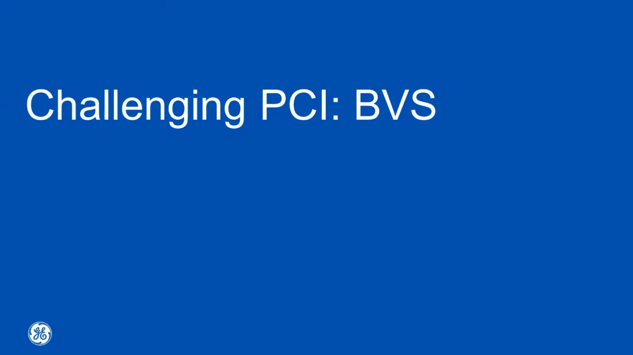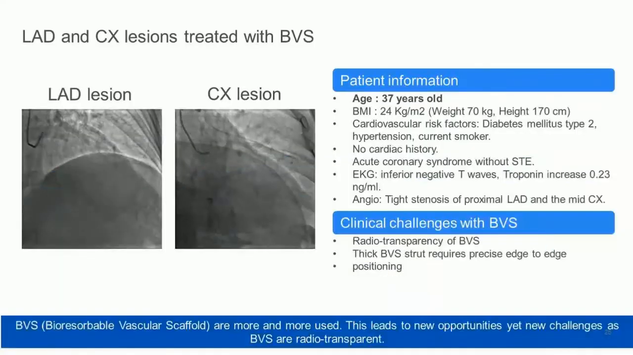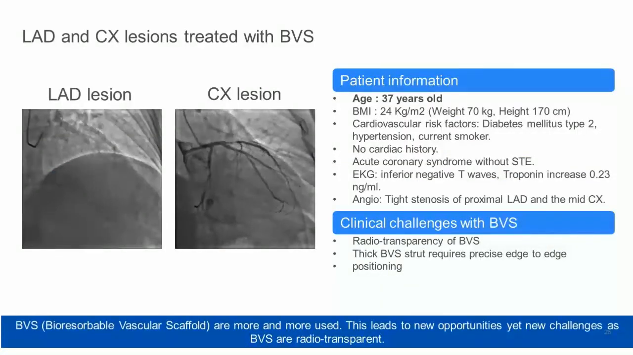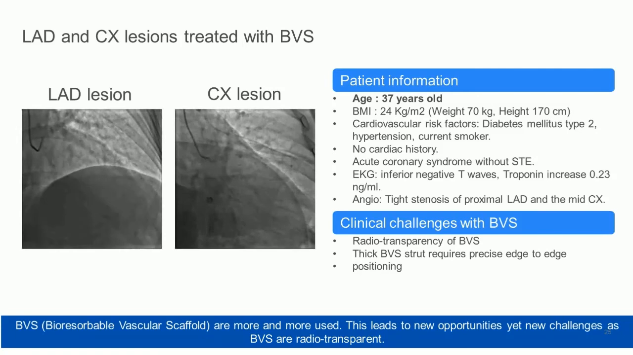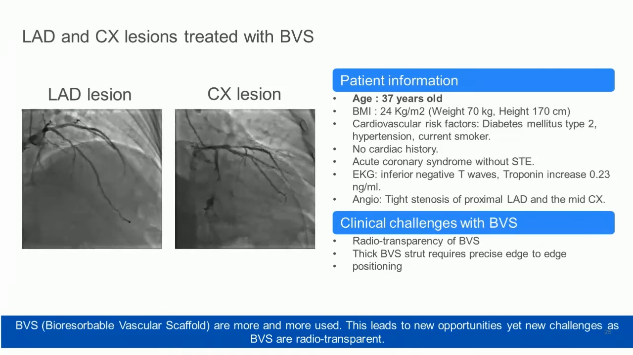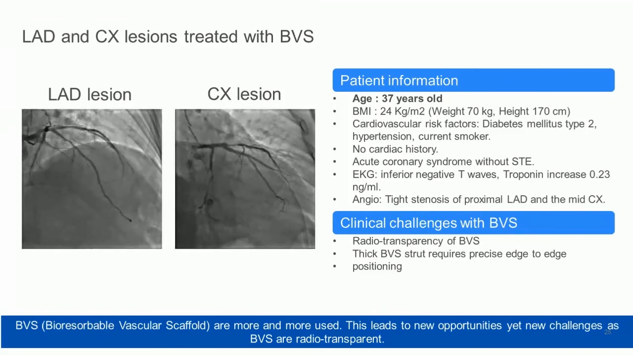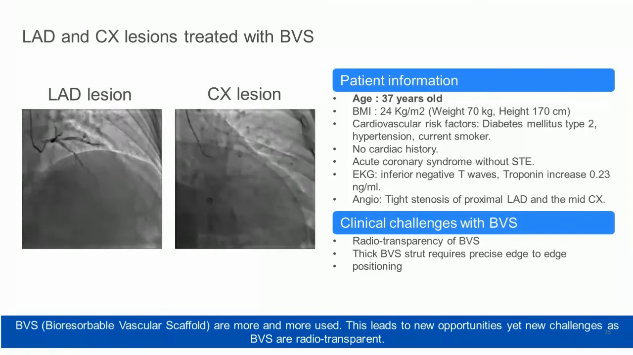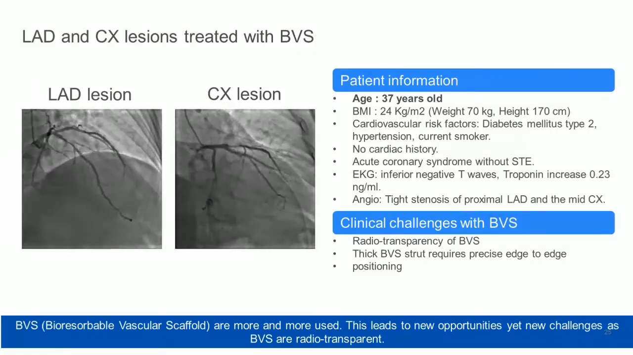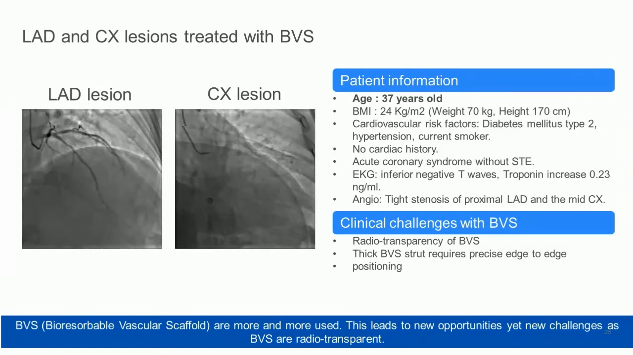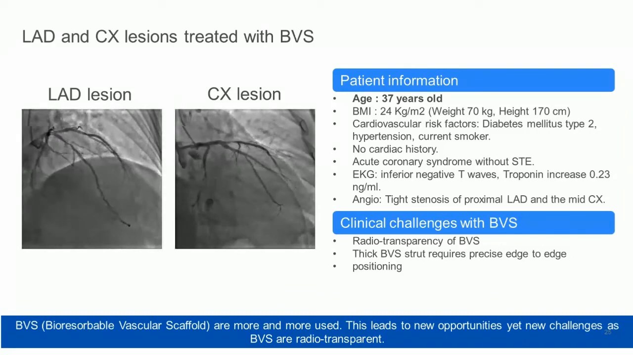Another case which is challenging is BVS use. Here we have a case of a very young male with a two-vessel disease with a long stenosis of the LAD and a very long stenosis of the circumflex. So we plan to put BVS in this very young patient.